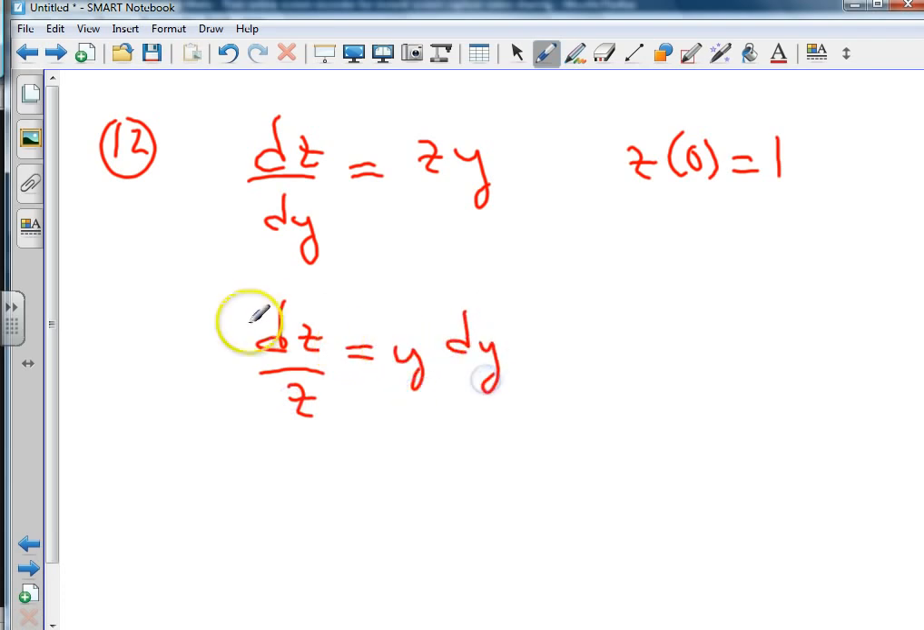All right, this is integrable on both sides. What do you get for this antiderivative? ln absolute, no, don't do that. ln absolute z equals, now don't get flustered here. You know this, y squared over 2.